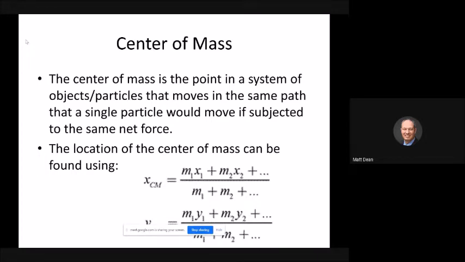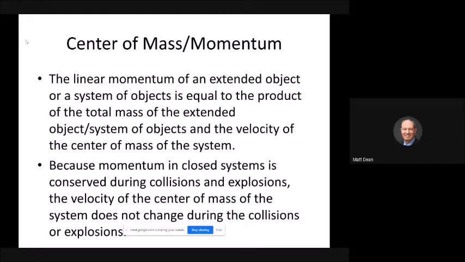So when you're thinking about a system, think about the center of mass of the whole system and how that velocity is going to be conserved for that center of mass. That's sort of what I'm saying here. The linear momentum of an extended object or a system of objects is equal to the product of the total mass of that system and the velocity of the center of mass of the system. Because we're dealing with closed systems, it's conserved. The velocity of the center of mass does not change during collisions or explosions.